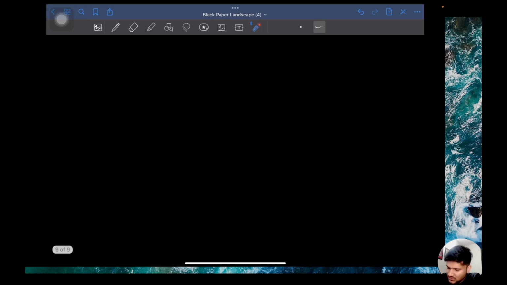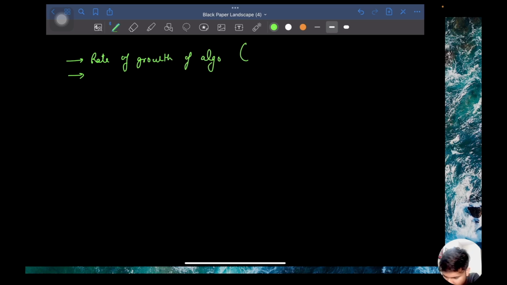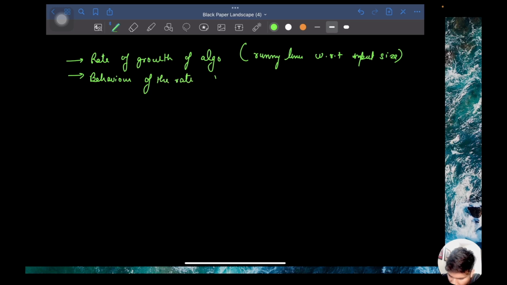Asymptotic analysis is based on majorly two terms. First is the rate of growth of an algorithm, that is, its running time with respect to input size, and second is the behavior of the rate at very high values, at very large input values. These are going to be the two major criteria based on which we are going to do everything around asymptotic analysis.